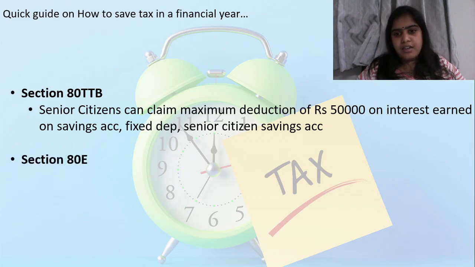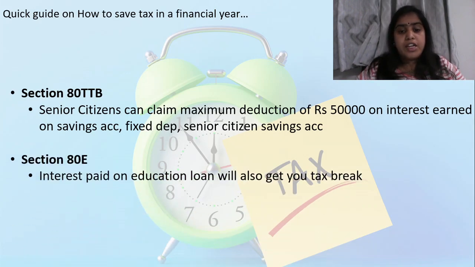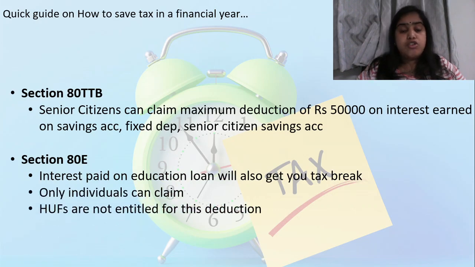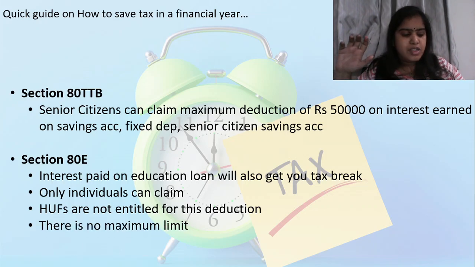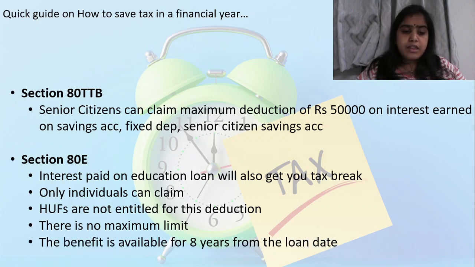Then 80E, this is the last section. The interest paid on education loan will also get you a tax break. Only individuals can claim. HUFs are not entitled for this deduction. This is the most important thing. There is a query several times that please tell us about education loan, and definitely we are going to come back to you with a special video on education loan. But so far, this benefit is available for 8 years from the loan date.